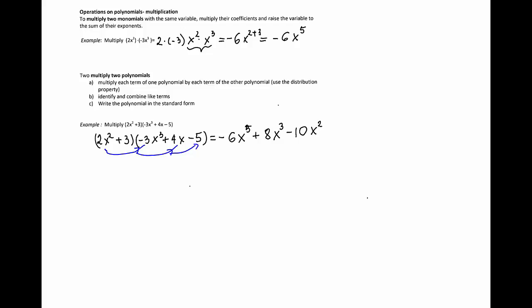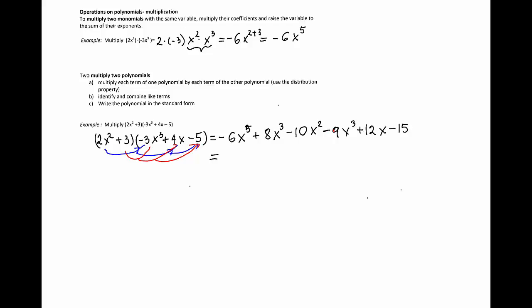Now we'll take 3, the remaining term of the first polynomial, and multiply by each term of the other polynomial. So 3 times negative 3x cubed is negative 9x cubed. 3 times 4x will be 12x, and 3 times negative 5 is negative 15. We'll have multiplication performed. Now we need to combine the like terms and write the polynomial in standard form.